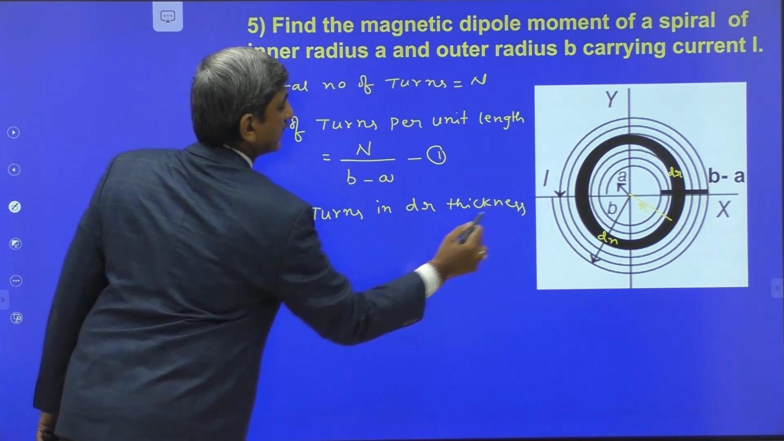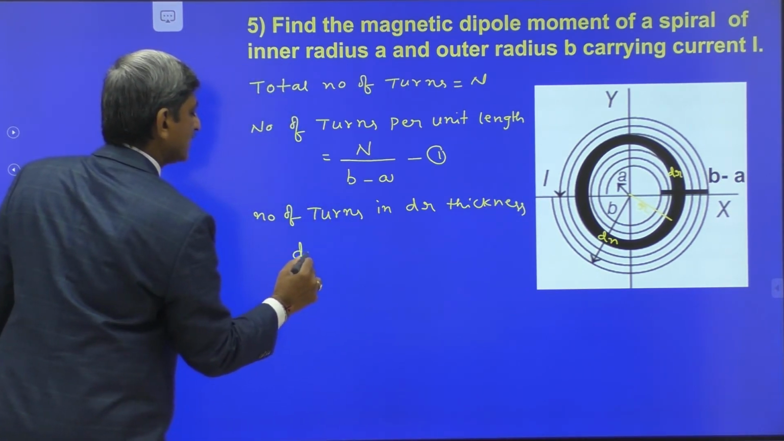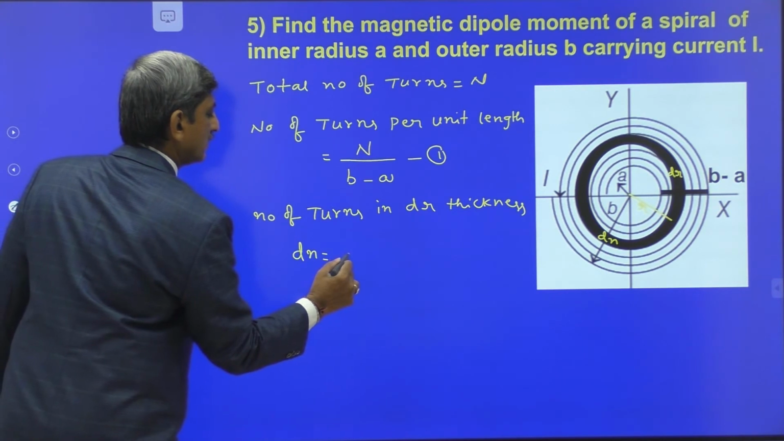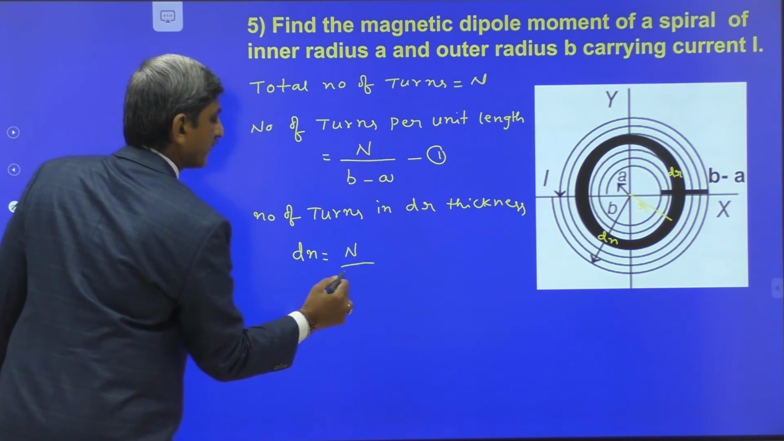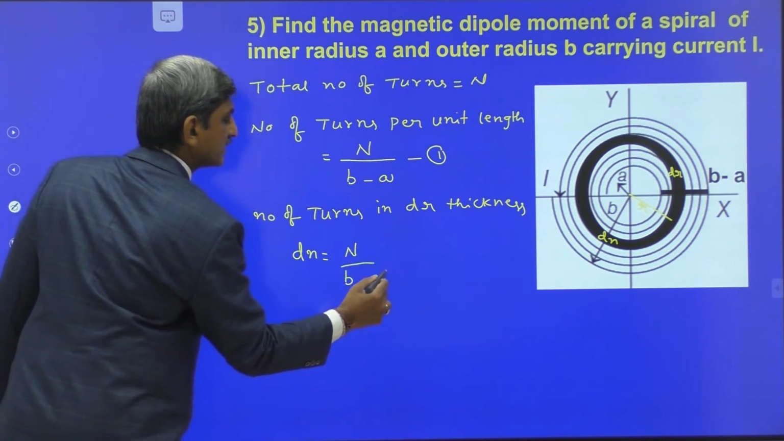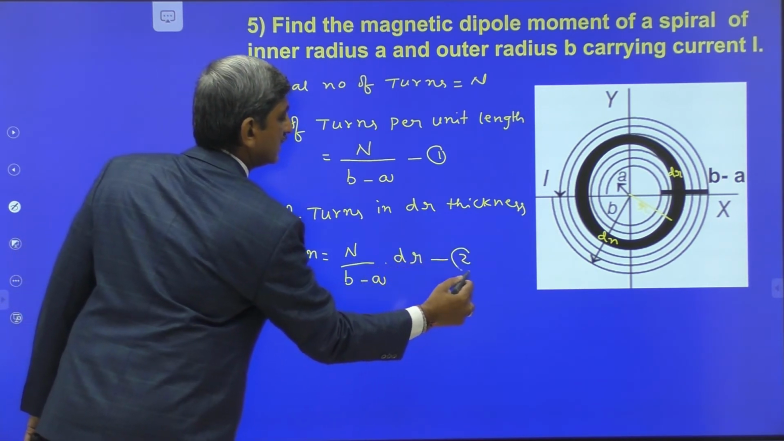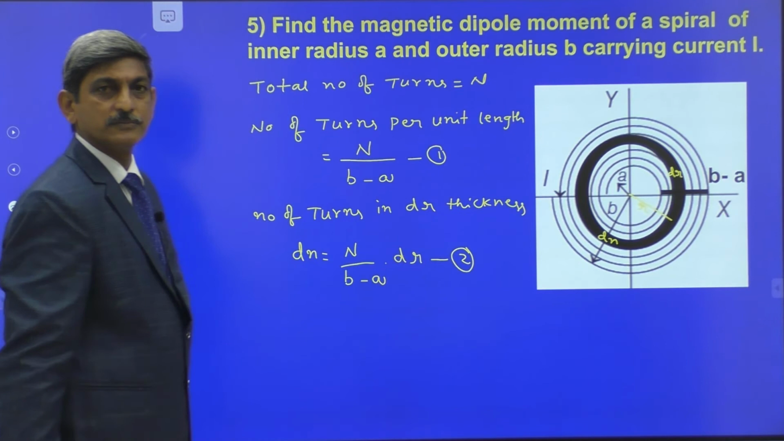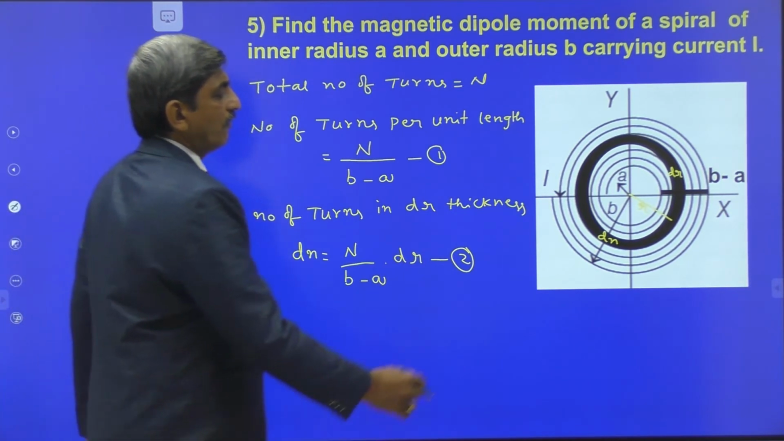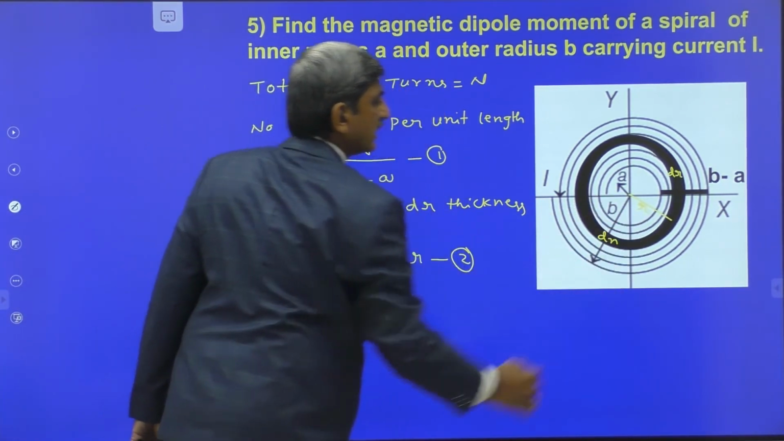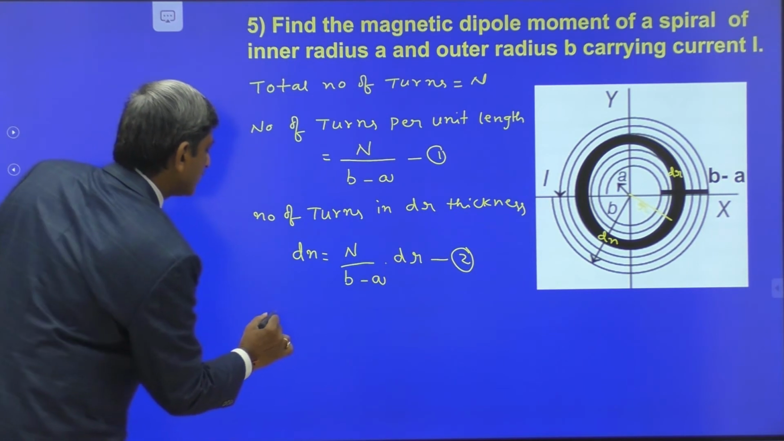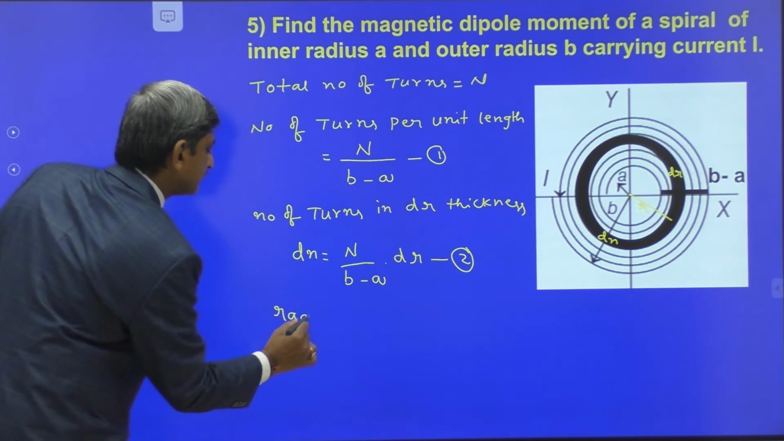dn is equal to n by b minus a into dr. Let it be equation number 2. And what is the radius of this assumed coil? The radius of that assumed coil is equal to r.